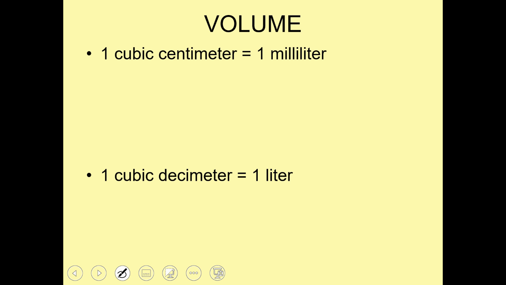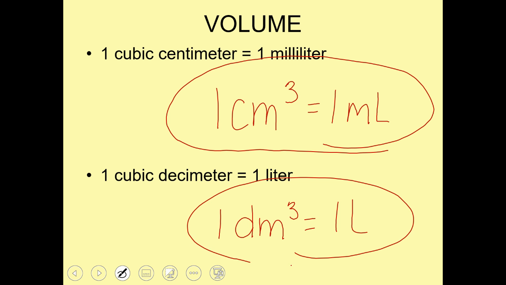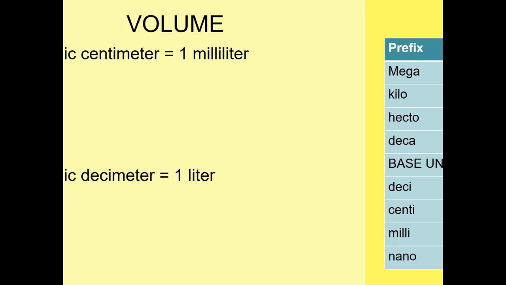So this essentially gives us two equalities that we need to remember that are going to make our life a lot easier in chemistry. We need to remember that a cubic centimeter is the same as a milliliter, and that a cubic decimeter is the same thing as a liter. If you can remember those two, doing unit conversions with dimensional analysis is going to be much easier.